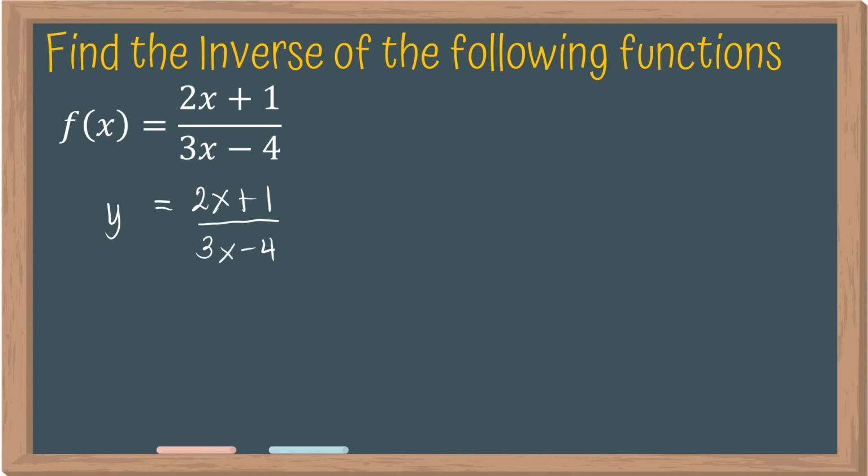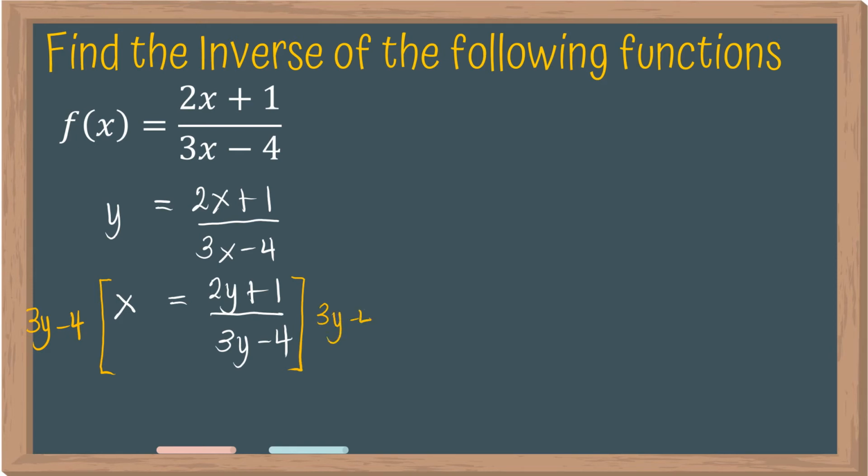Second step, we're going to interchange x and y variables. So pagpalitin sa x and y. So we will have x is equal to 2y plus 1 all over 3y minus 4. After that, we're going to solve for y in terms of x. So the first thing that we're going to do here is we're going to eliminate the denominator 3y minus 4 by multiplying both sides of the equation by 3y minus 4.